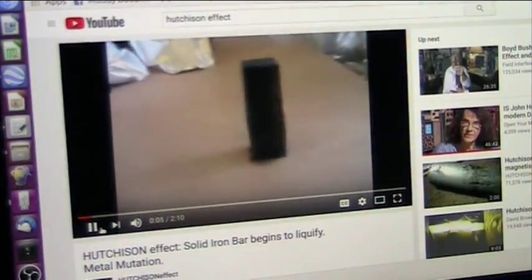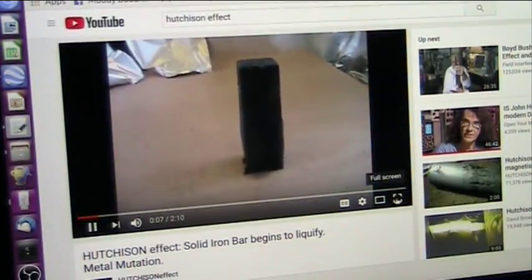You hear that sizzling? That's an iron bar. Watch what happens. It just falls apart. And it doesn't get hot either. You'll see a little bit of smoke, he says, but there's no heat to speak of.